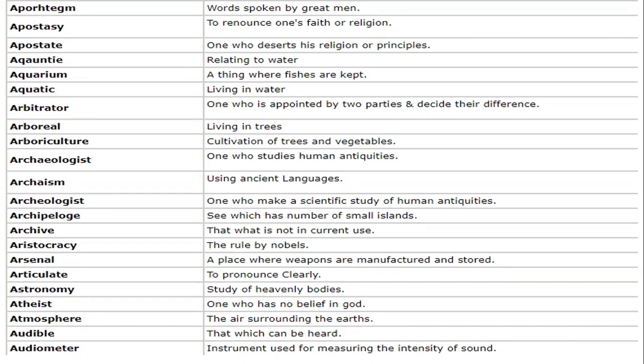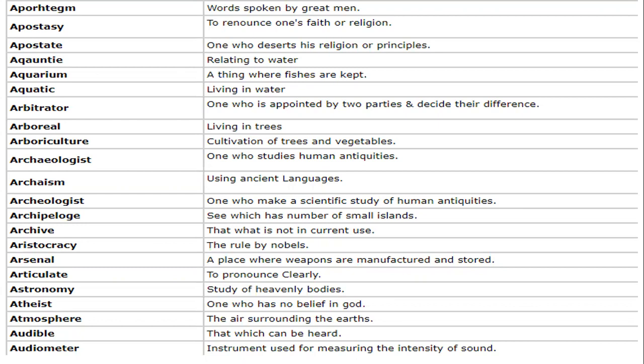If you go one by one, we can see aquarium, the thing where fishes are kept. Aquatic, living in water. Arbitrator, one appointed by two parties to decide their differences. Arboreal, living in trees. People living in trees, building their houses, are called arboreal animals. Then arboriculture, cultivation of trees and vegetables.